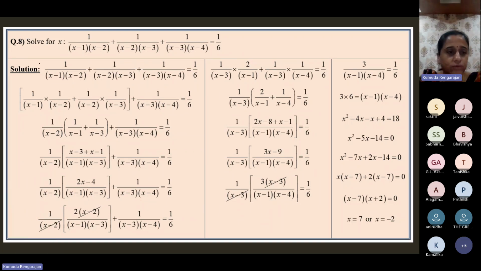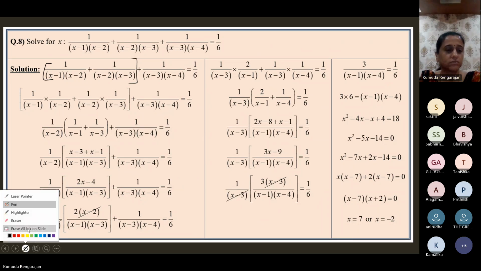Okay, so now we are going to work with these two terms first. This one as it is is equal to 1 by 6. We're going to work with the first two terms. In fact, you can work with any two terms actually. Not that you should work with only the first two terms. Any two terms you can work with. I'm working with the first two terms. Okay, so I'll put a bracket there.